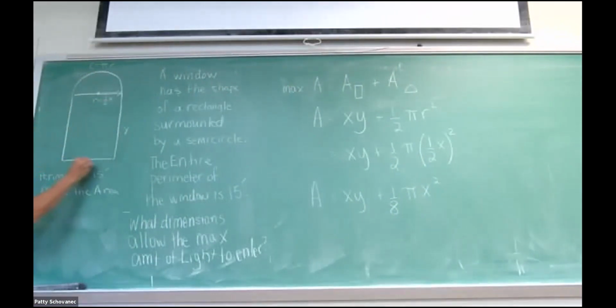Over here, we'll write my perimeter. I've got x plus y plus pi times r, but r was 1/2 x, plus this y is equal to the 15. Okay, across the bottom, up, around, down. So I have x plus 2y plus 1/2 pi x is 15. So if I write y in terms of x, I'm going to subtract this, subtract that, divide by 2. Y is equal to 15 minus x minus 1/2 pi x, divided by 2. Did I do that right? Yep.